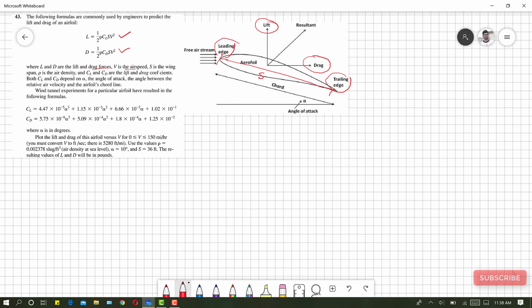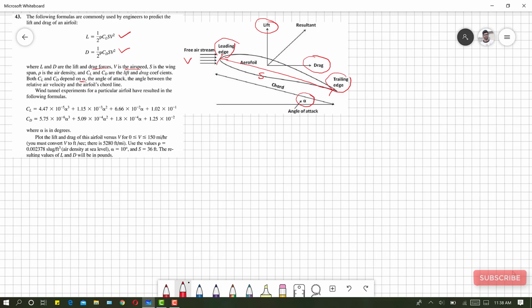V is the air speed, S is the wingspan, Rho is the air density, and CL and CD are the lift and drag coefficients. Both CL and CD depend on alpha. This is an angle. Both CL and CD, these coefficients are dependent on alpha. What is alpha? Alpha is the angle of attack. So this is the alpha.